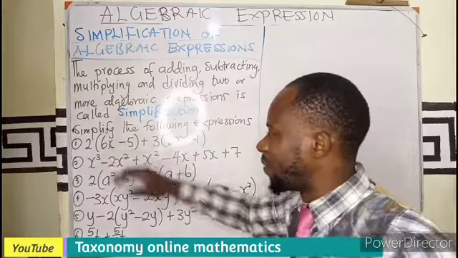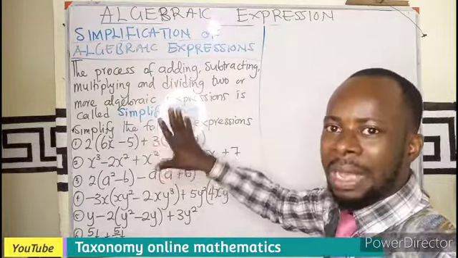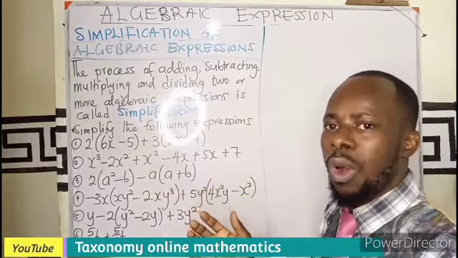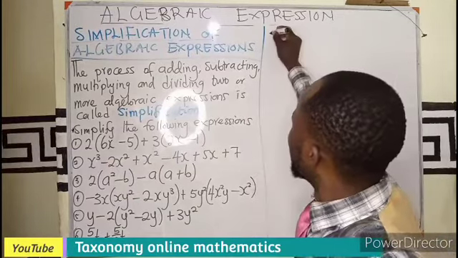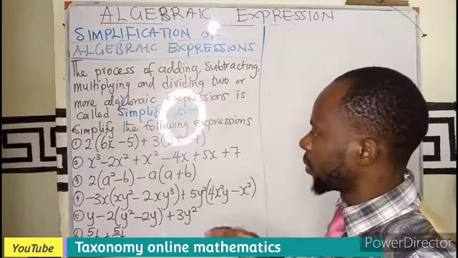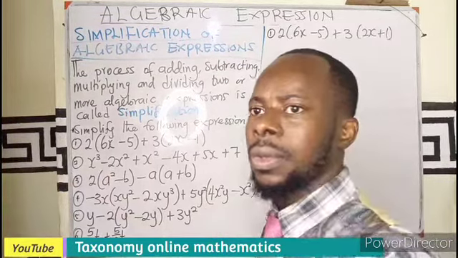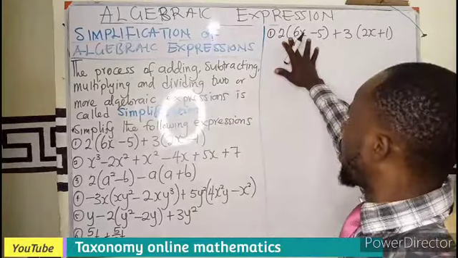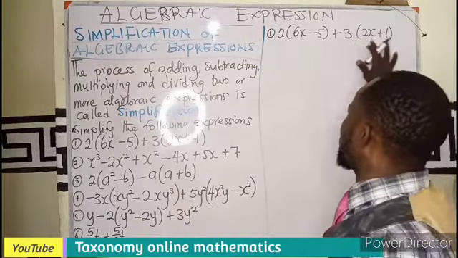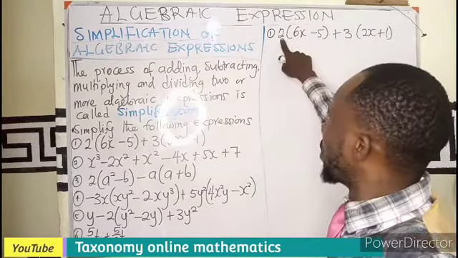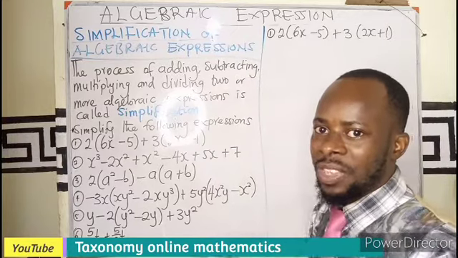Alright, so taking the first one, when we add like terms, when we subtract like terms, we also do what they call grouping. So let's see, we have this question, which is just a simple expansion. We have to expand the first bracket, we have to expand the second bracket. So it means we are going to employ the multiplication idea, that is distributive property.